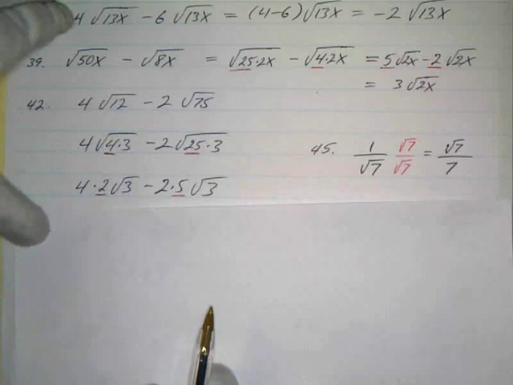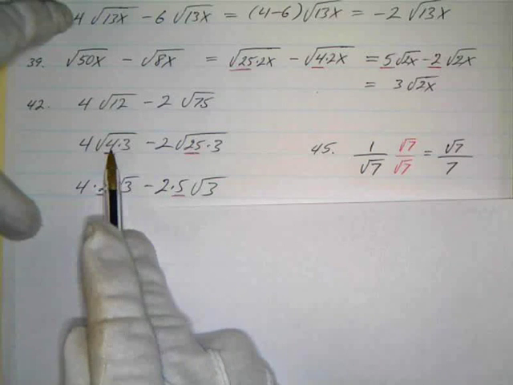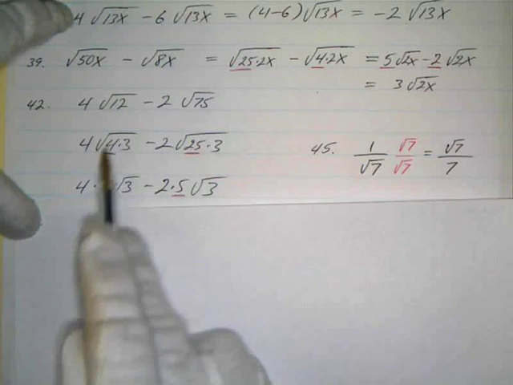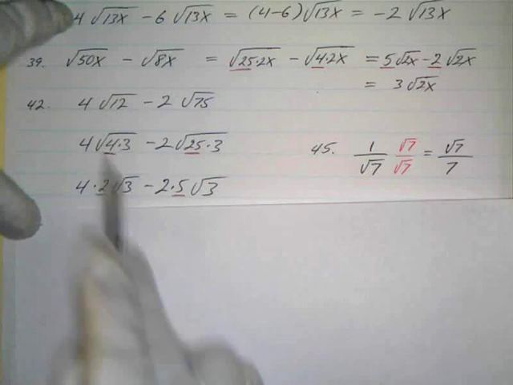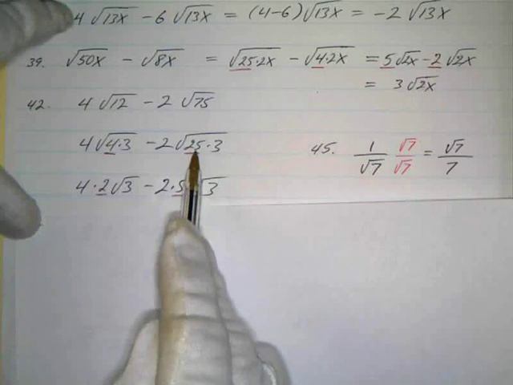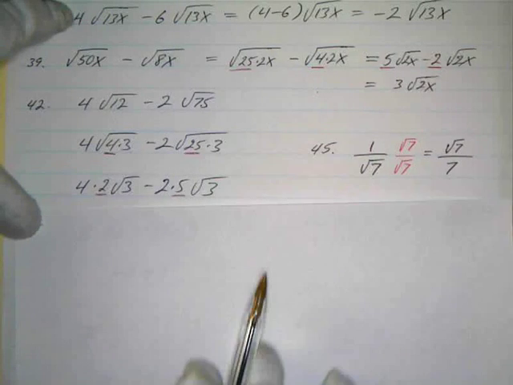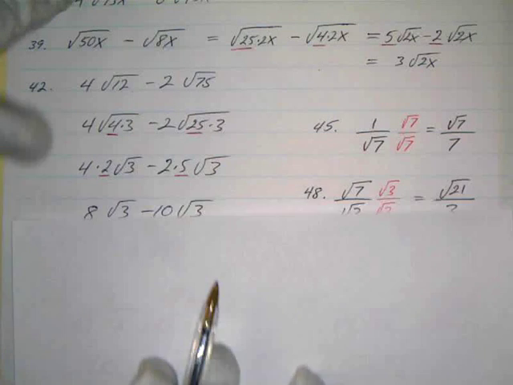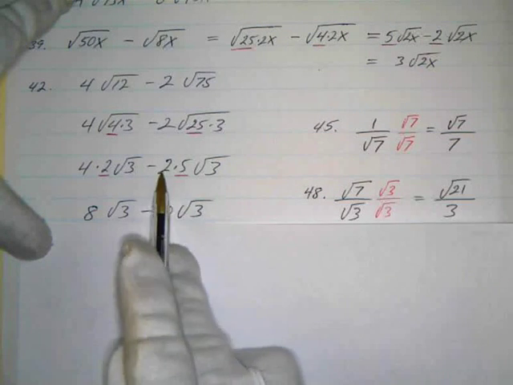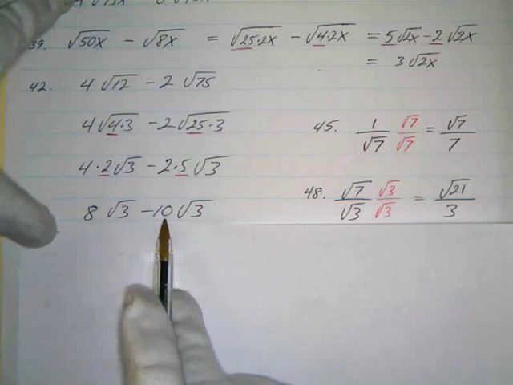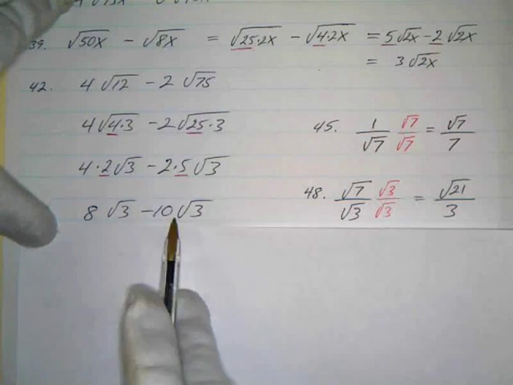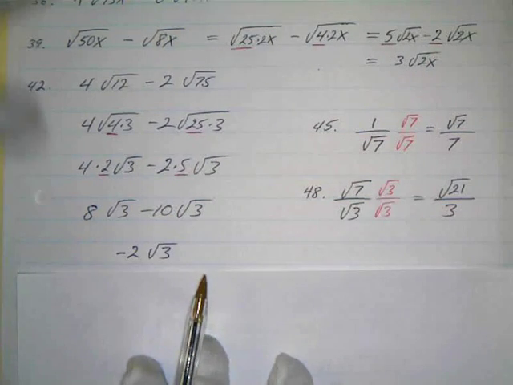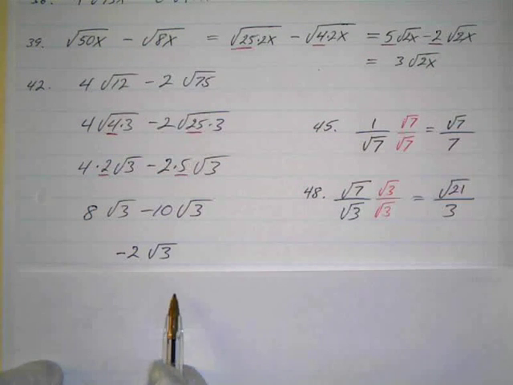Now be careful here. That's why I use the red underlines. What's the square root of 4? 2. So the 4, when I take the square root of it, it comes out, it becomes 2. What's the square root of 25? 5. So I bring that out. And then I just multiply: what's 4 times 2? 8. And what's 2 times 5? 10. And then I got 8 things minus 10 things is negative 2 things, or negative 2 square roots of 3.